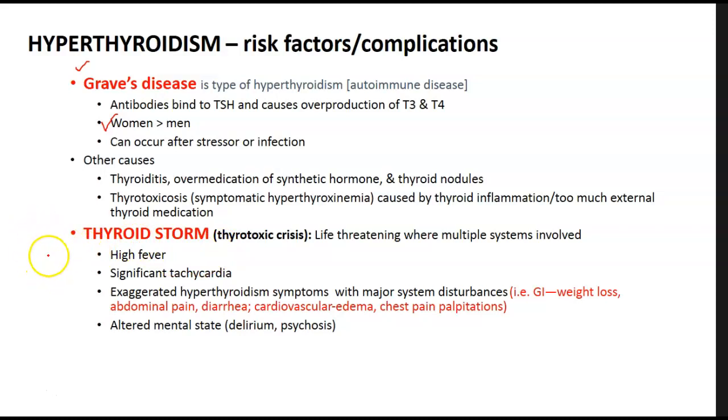Thyroid storm basically is going to be the critical condition of hyperthyroidism. Patients usually present with high fever, significant tachycardia, and exaggerated symptoms with major disturbances: weight loss, abdominal pain, diarrhea, cardiovascular effects in terms of edema and chest pain, palpitations, and they can also appear delirious and have some psychosis.